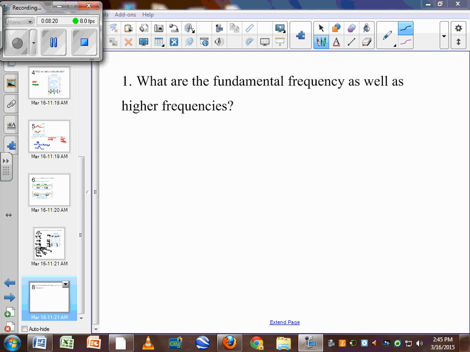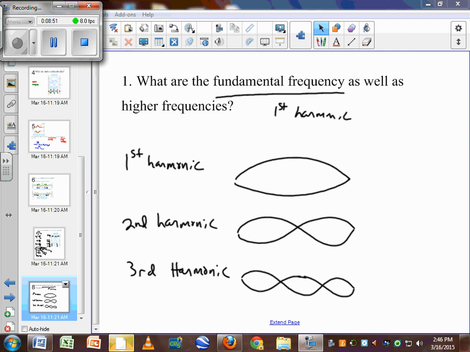I would like you to write down these different harmonics. So if you could pause the video and write down the first three harmonics. The first harmonic is also called the fundamental frequency. The fundamental frequency is also sometimes called the first harmonic. So I would like you to draw pictures of the first three harmonics just for practice. So pause the video, do that now, and I'll write them down now as well. So your three harmonics should look like this.